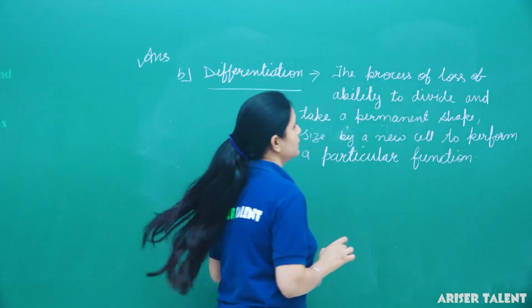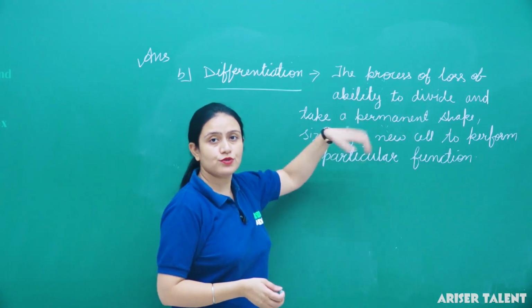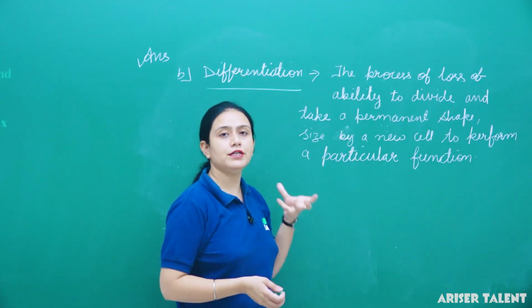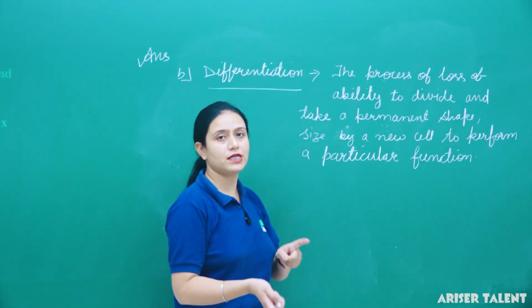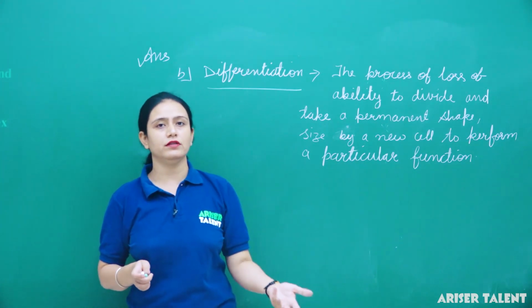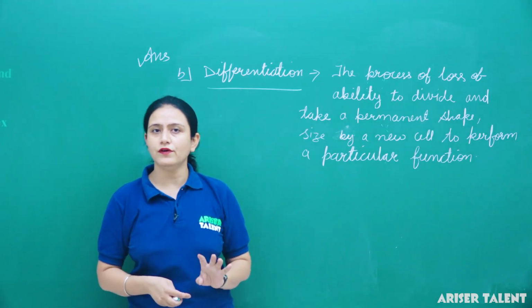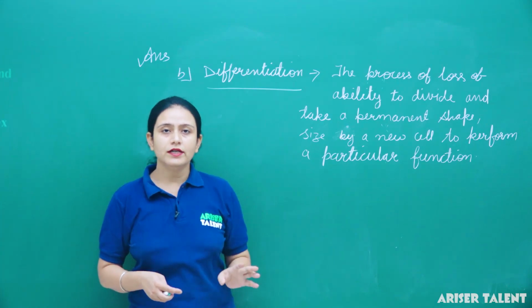Okay, so what is differentiation? Differentiation is the process to lose the ability to divide and take a permanent shape and size by the new cell to perform a particular function. It means the cell cannot be divided further and it takes a particular shape and size to perform a particular function. Clear? So this is the meaning of differentiation.